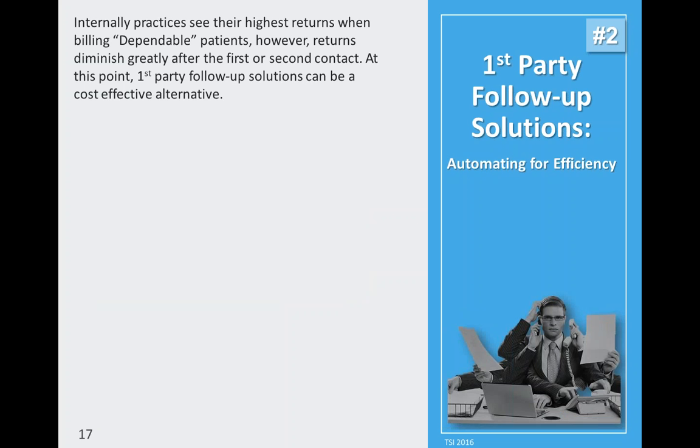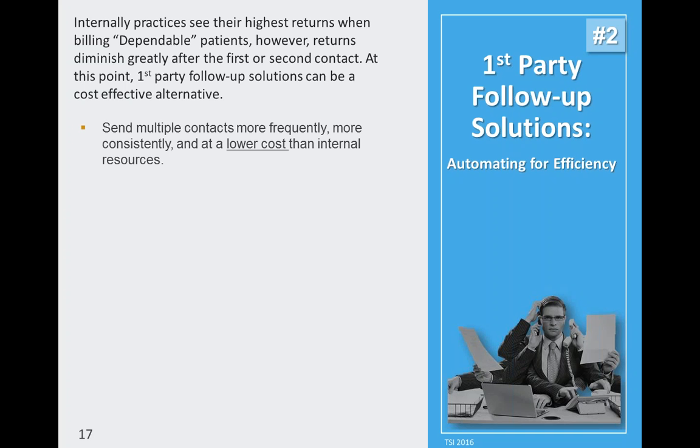Next, we'll discuss alternative solutions and how they apply to the 4 debtor types, with the first being co-sourced first-party follow-up. Internally, practices see the highest return on their time when billing dependable patients. However, again, returns diminish greatly after the first or second contact. At this point, first-party follow-up solutions can be an effective alternative.